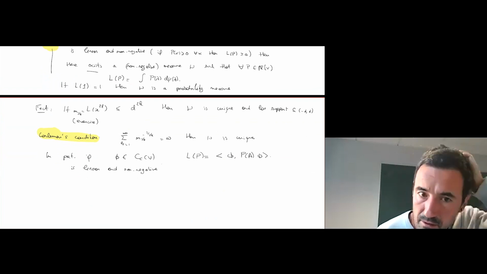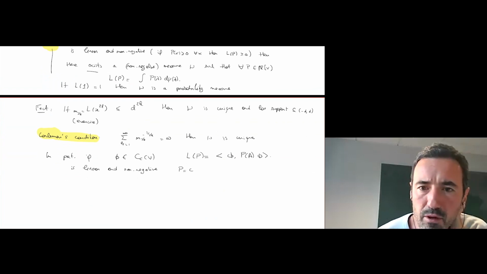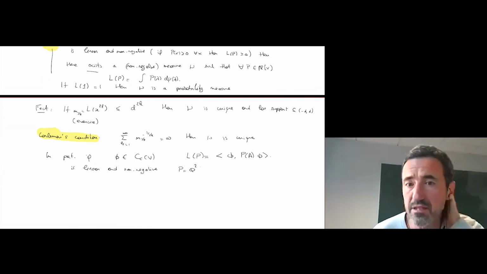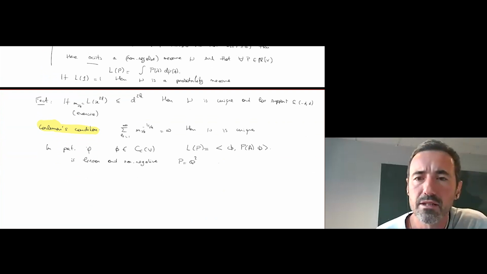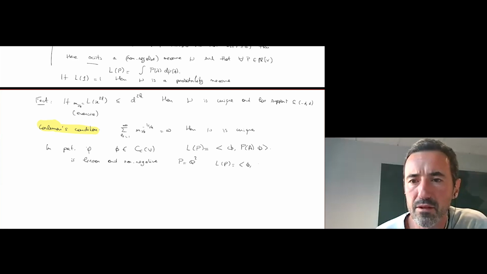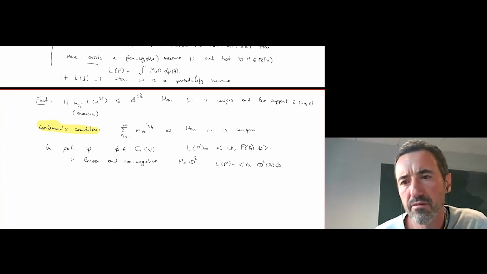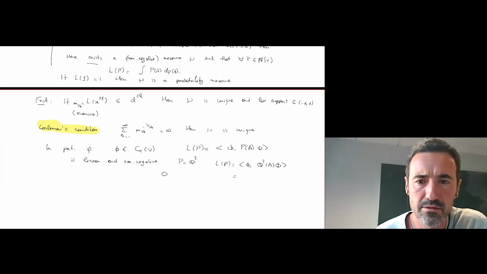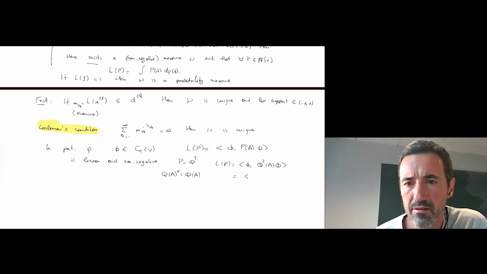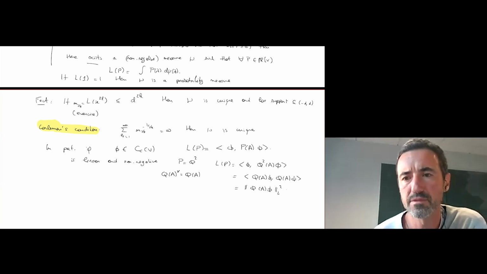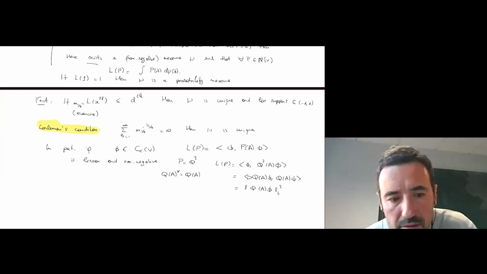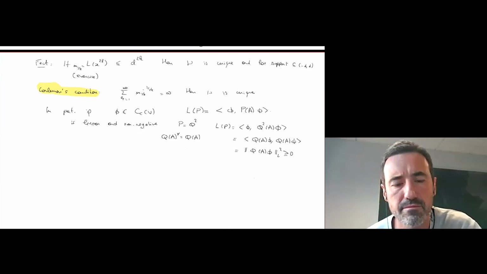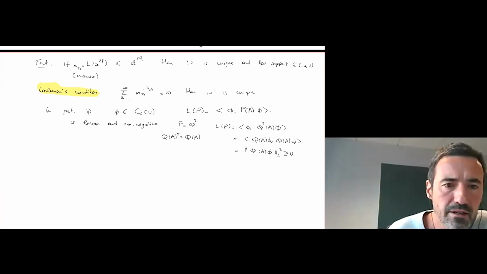It is linear and non-negative because if P is a square, since saying that P is a positive polynomial means that it is a square of a polynomial Q, then L(P) is phi, Q squared of A, phi. Using the fact that Q(A) will also be symmetric, self-adjoint, this will be equal to the scalar product of Q(A) phi with Q(A) phi, which will be the L2 norm squared, which is of course non-negative.